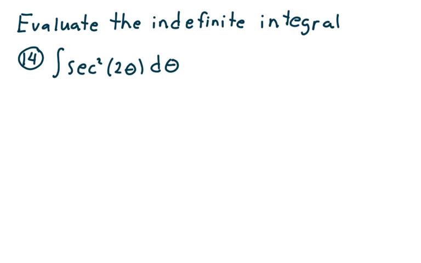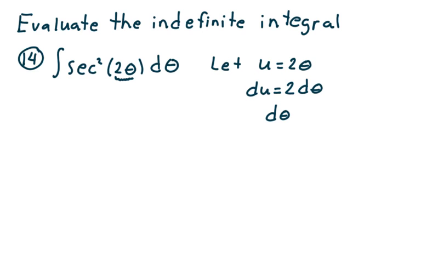Now, the inside function appears to be 2 theta. So that's a good candidate for u. And we're doing this by u substitution. Okay? So we're going to transform this integral into something a bit more manageable to integrate. So I'm going to let u be 2 theta. Du is 2 d theta. Okay. Now d theta is 1/2 du.